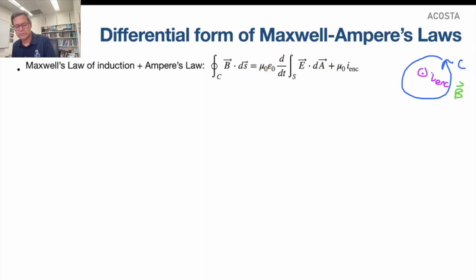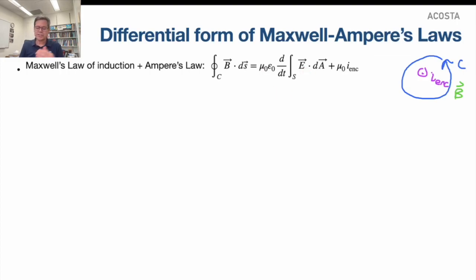If you like, it's Maxwell's law of induction, where we have the electric flux passing through the surface bounded by that curve or path C, E dot dA, the time derivative of it. So if the electric flux is changing, and now I multiply by two constants, the permeability and permittivity constants, mu naught and epsilon naught. I don't have a minus sign like in the previous Faraday law of induction. That goes to a plus sign here.